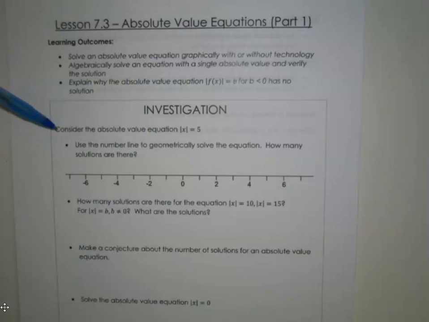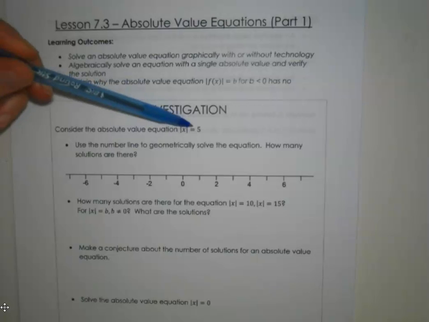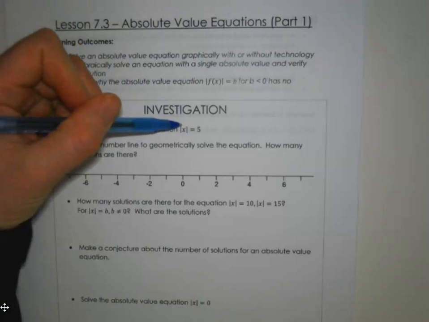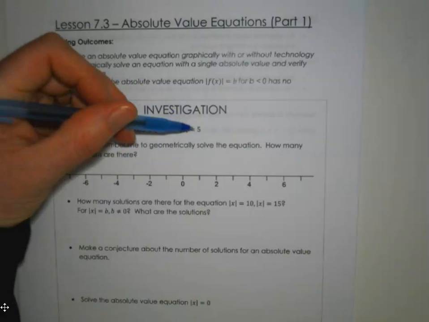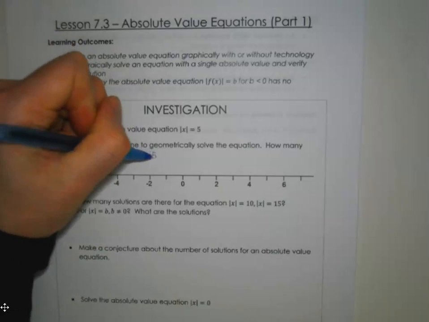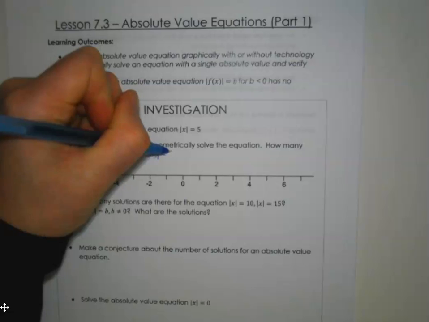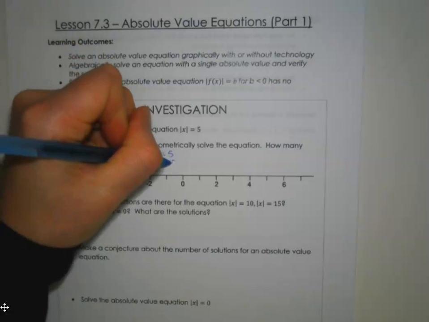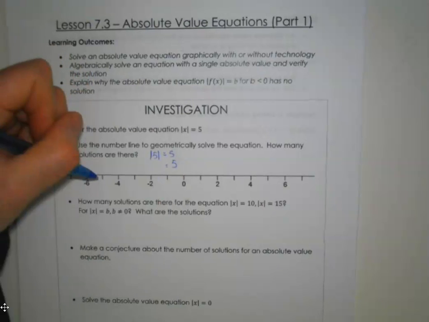In the beginning here, it says consider the absolute value equation: absolute value of x is equal to 5. Use the number line to geometrically solve the equation. How many solutions are there? Basically what we're saying is the absolute value of some value on this number line is equal to 5. Obviously the absolute value of 5 is 5. Are there any other possibilities of an absolute value that would equal 5 on this number line?